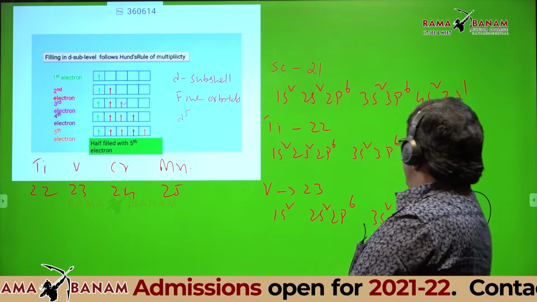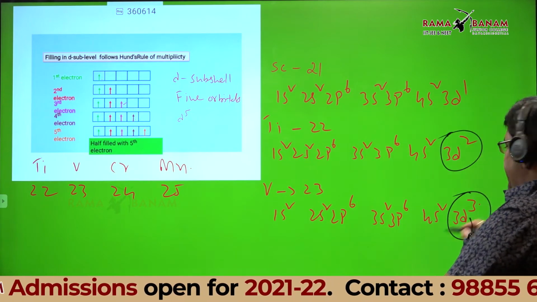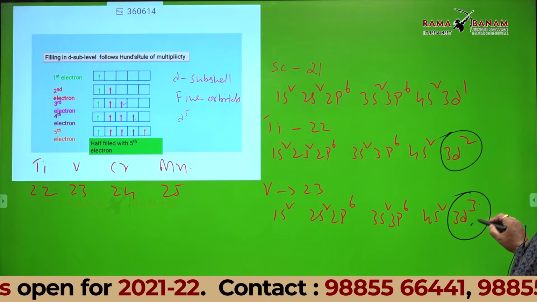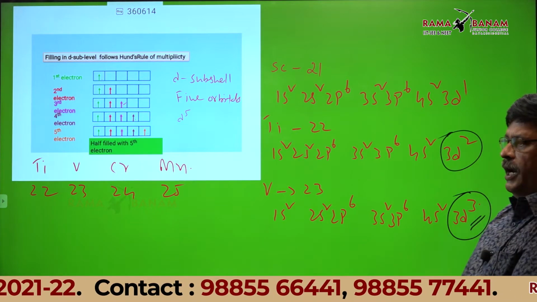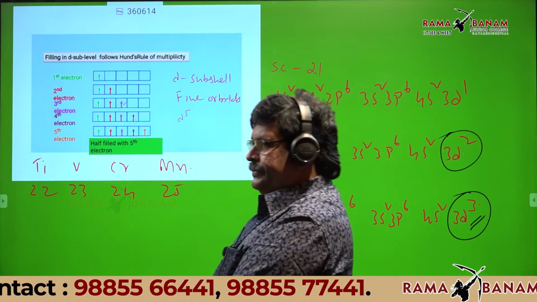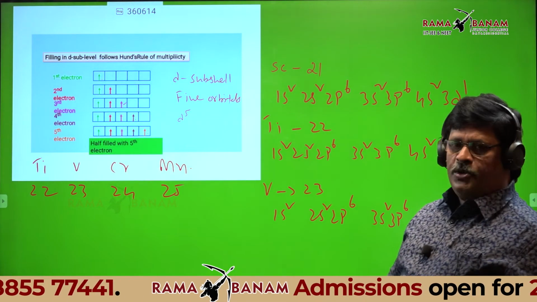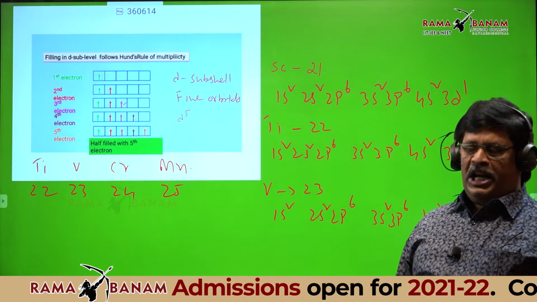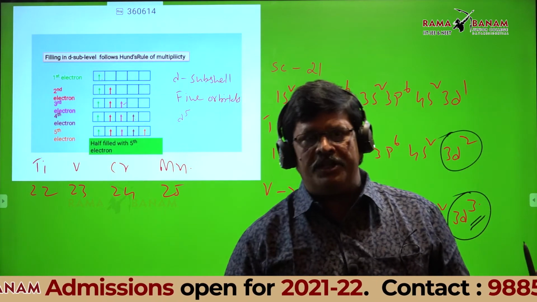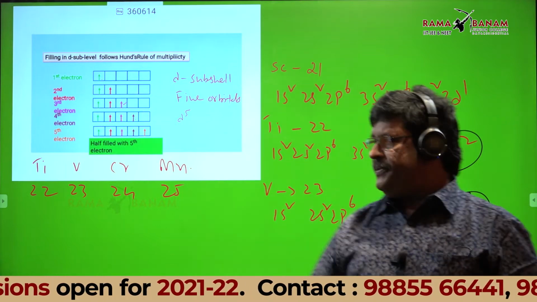Okay. Now, vanadium is 3d3. So there are 3 unpaired electrons. Is it okay, students? All of you? Now I'll give 2 minutes to all of you students. No hurry. Leisurely, you write the configurations of chromium and manganese.